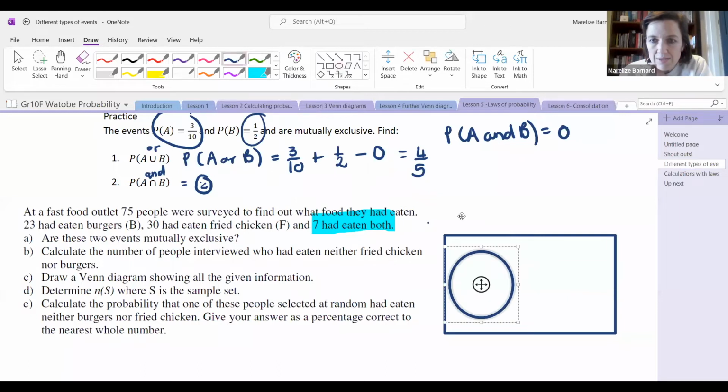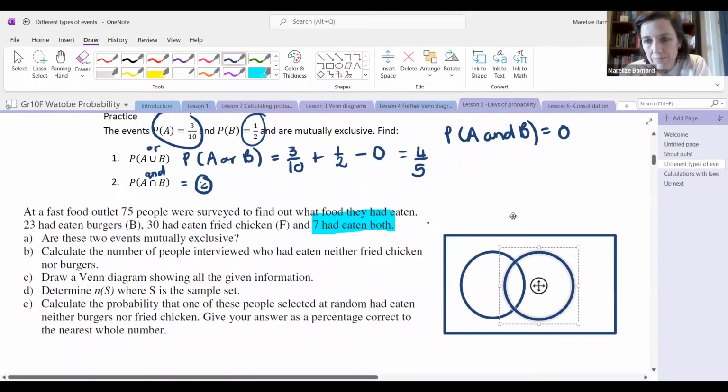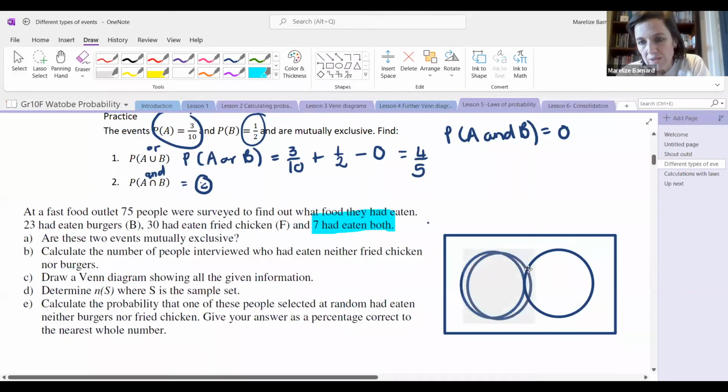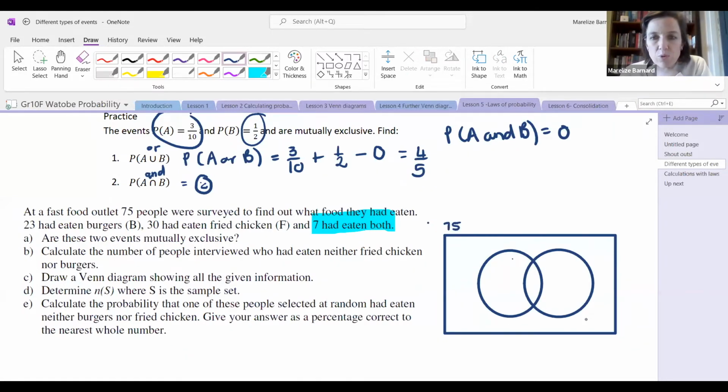Okay, so I want everyone to now do your Venn diagram. So we've got burgers and we've got fried chicken. So quickly draw your Venn diagram and remember there's overlap. And I think once we've all drawn this Venn diagram, we'll see what the correct answer is. 75 people altogether, burgers and fries. Remember from Tuesday, we always start with the overlap first. So the overlap is in the middle, those who had eaten both burgers and fried chicken. So put that down first and then do the rest.